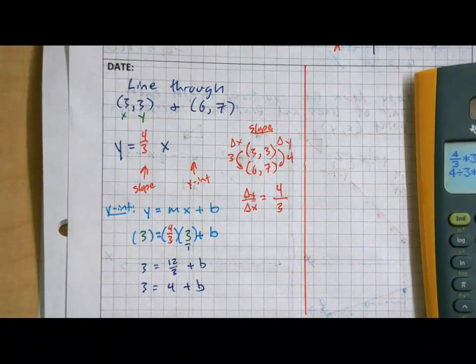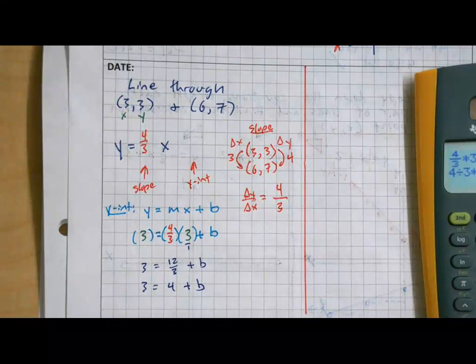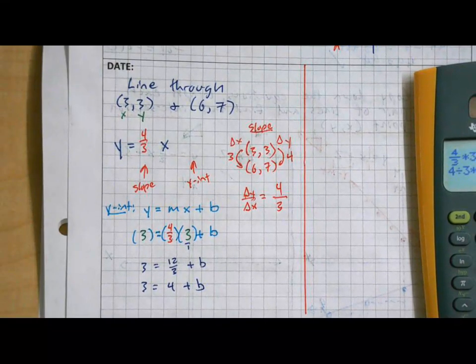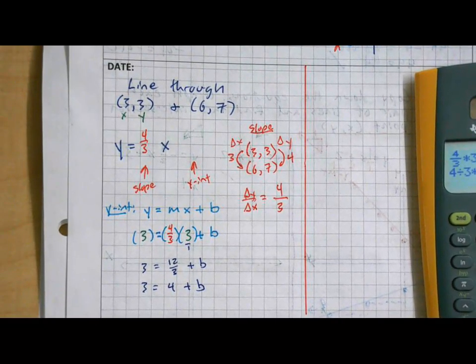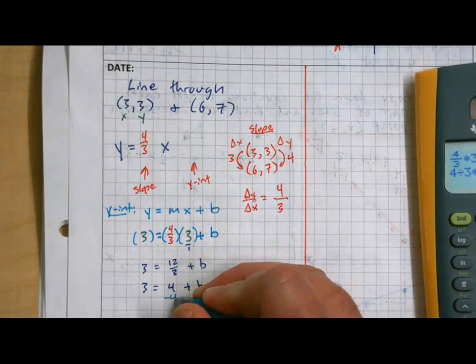Tell me what I'm going to do now to get b by itself. One last step and I'll have b by itself. Let me get your attention, please. One last step and I'm going to get b by itself. What am I going to do to get b by itself? Minus 4 on both sides.